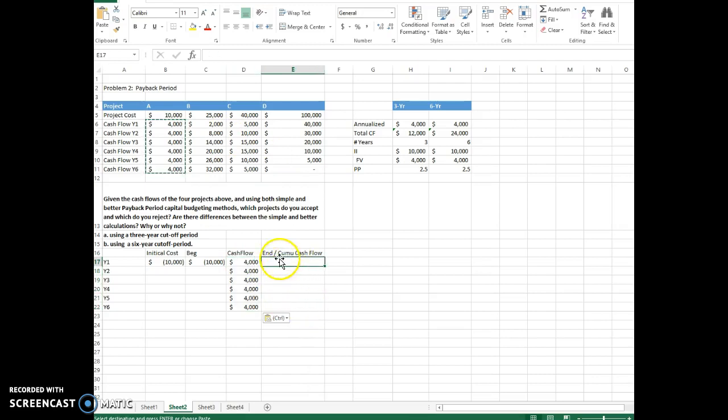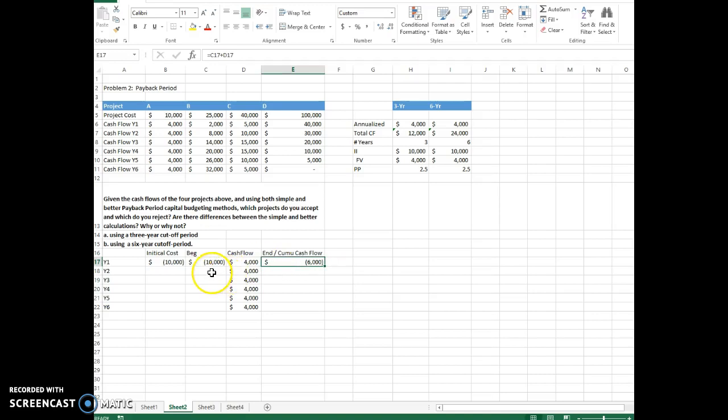Okay, so our ending or our cumulative cash flow is going to be equal to the beginning plus the cash flow for that year. So at the end of year 1, we had a cash outlay of $10,000. We got $4,000 of cash flow returned to us. So our cumulative cash flow amount is then negative $6,000. That's how much more we need to make up to get our payback period, to make the project actually break even.